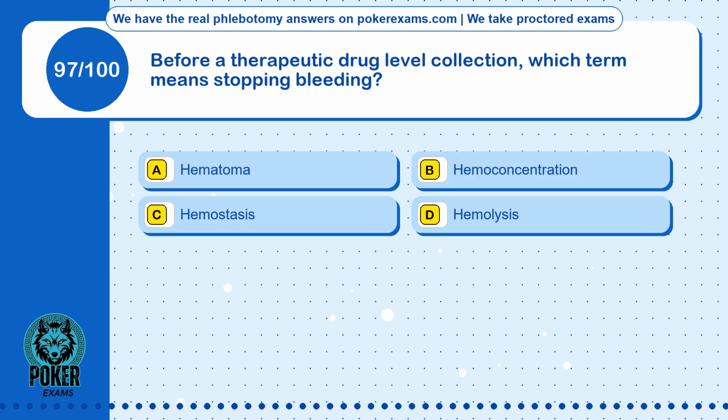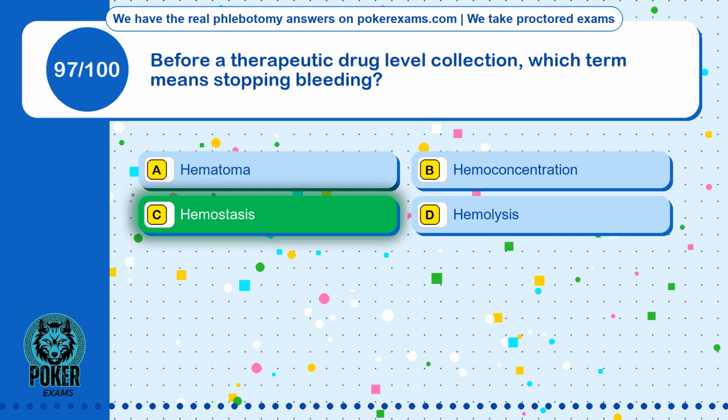Question 97. Before a therapeutic drug level collection, which term means stopping bleeding? Option A, hematoma. Option B, hemoconcentration. Option C, hemostasis. Option D, hemolysis. The correct answer is option C.